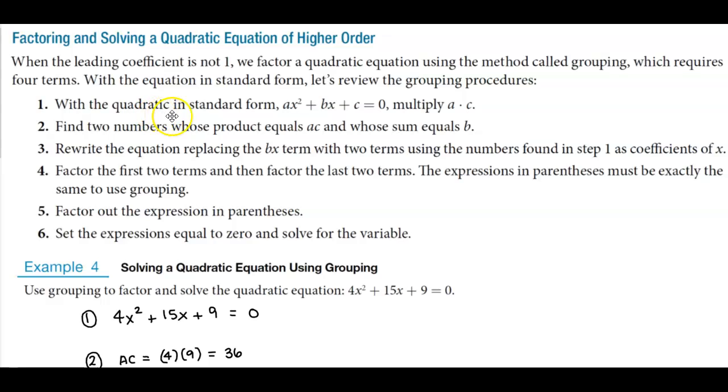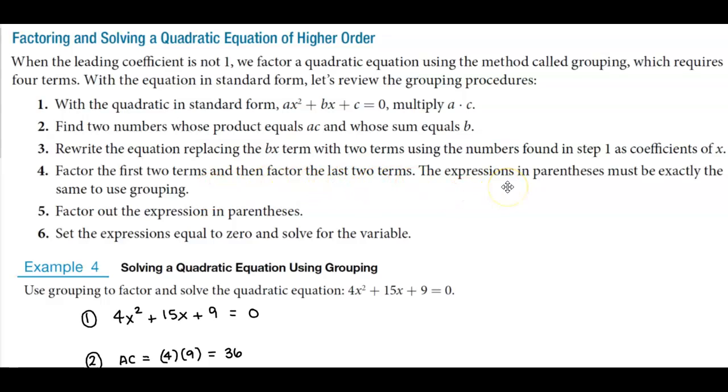Number 1, with the quadratic in standard form, ax squared plus bx plus c equals 0, we multiply a times c. Number 2, we find two numbers whose product equals ac and whose sum equals b. Number 3, rewrite the equation, replacing the bx term with two terms using the numbers found in step 2 as coefficients of x. Number 4, factor the first two terms and then factor the last two terms.